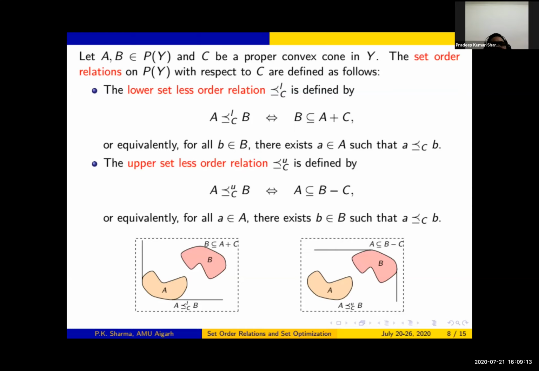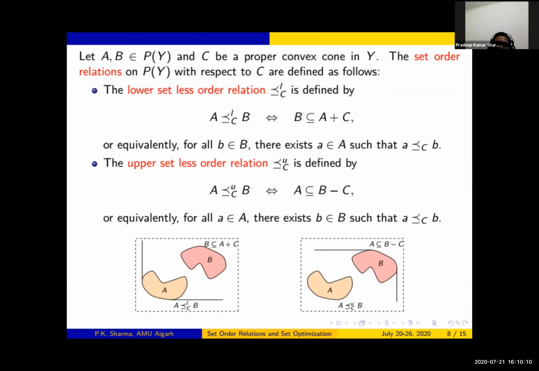So we will say that A is related to B by lower set less order relation if and only if B is a subset of A plus C, where A plus C is a cone generated by the set A. The meaning of the right hand side containment is that for every b in B, there exists a in A such that a is related to b by the vector ordering induced by a cone C. And A is said to be related to B by upper set less order relation if and only if A is a subset of B minus C. The meaning of the right side is that for every a in A there exists a b in B such that a is related to b by the ordering induced by a convex cone C.